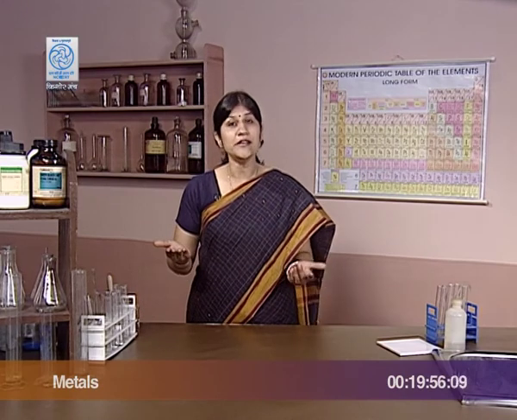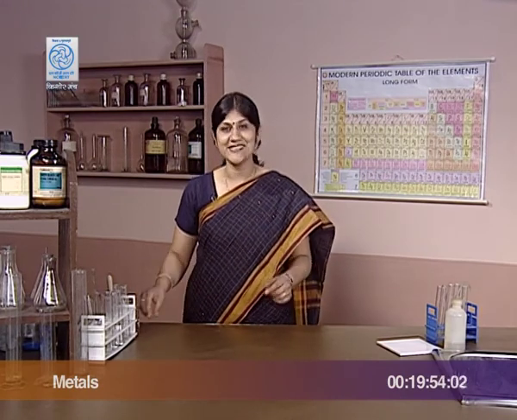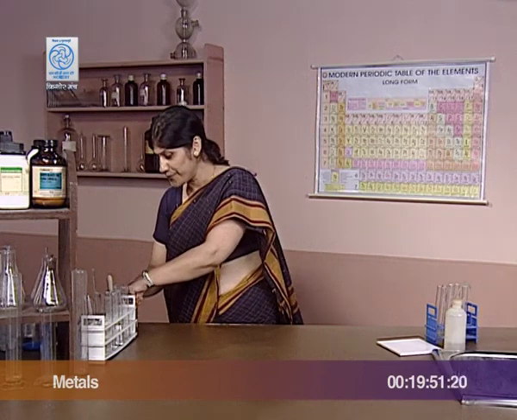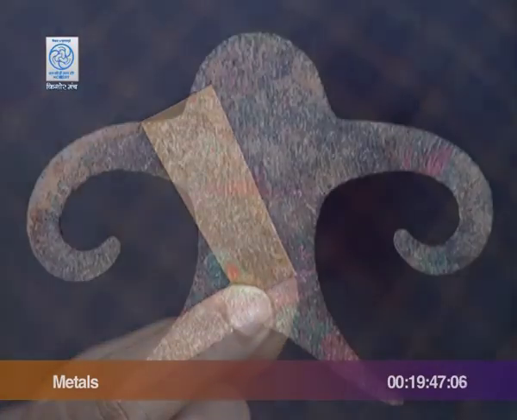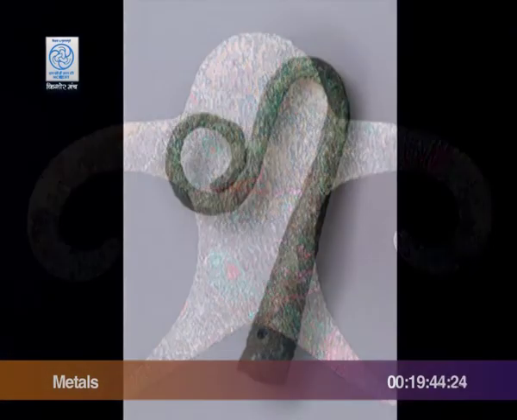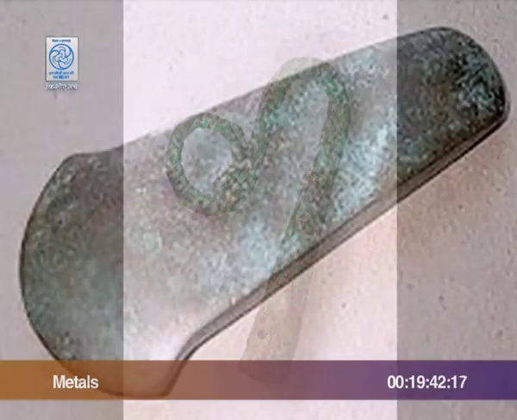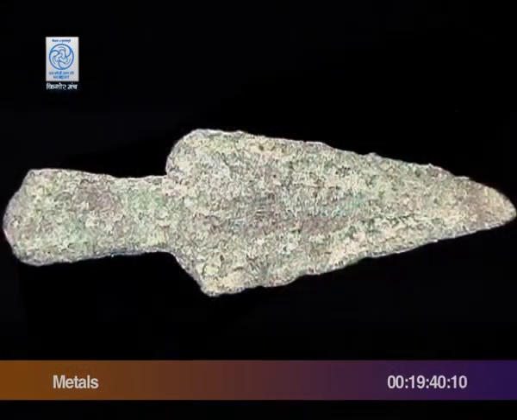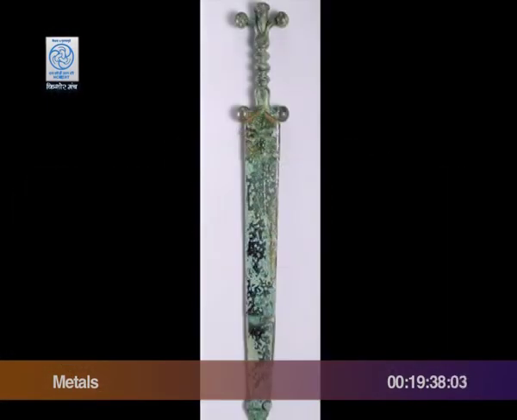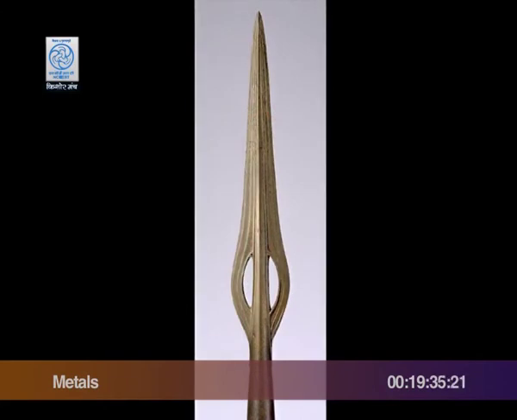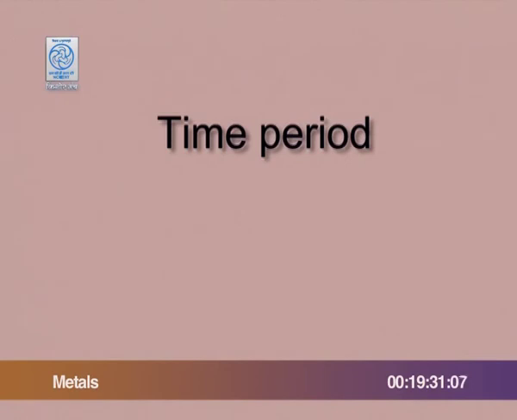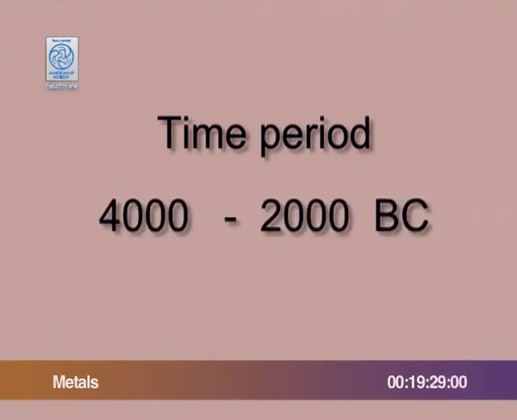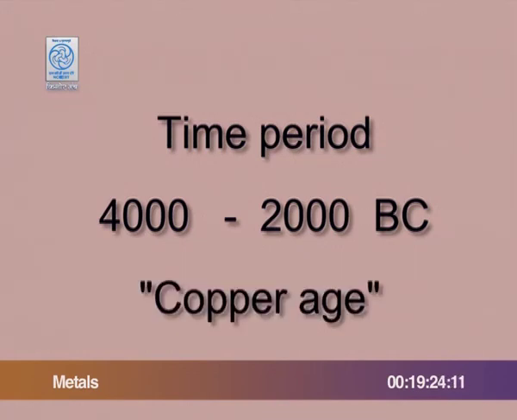Then another metal was discovered which also exists in nature in the pure form, and this metal was copper. The use of copper in antiquity is of more significance than gold, as the first tools, farming implements and weapons were made from copper. Copper was so important in shaping the civilization that the time period from 4000 to 2000 BC is commonly called the Copper Age.